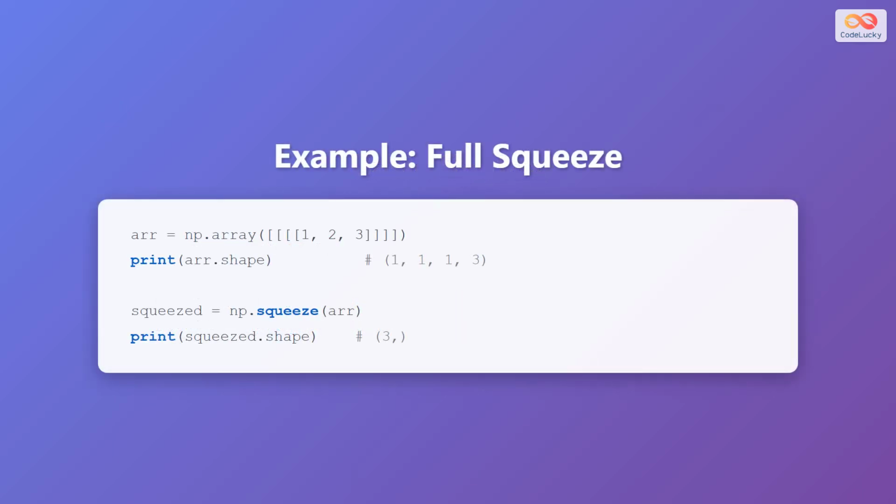Here's a practical example. We create an array with shape 1, 1, 1, 3. When we print the shape, we see 4 dimensions. After applying squeeze, the shape becomes just 3. All those unnecessary dimensions of size 1 have been eliminated.